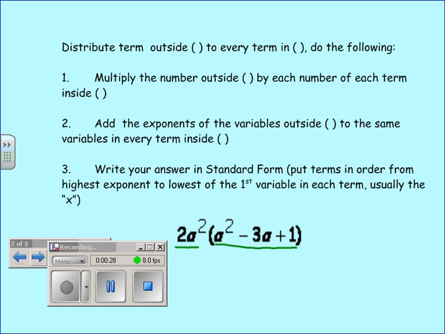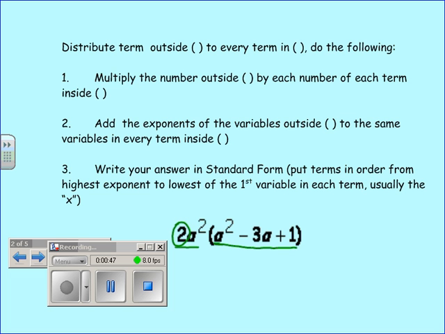So we're going to start by multiplying the numbers on the outside of the parentheses to each of the numbers on the inside of the parentheses. We're going to start with the coefficients. So I'm going to start with 2. I'm going to multiply that 2 times every coefficient inside the parentheses. Here I have a squared.